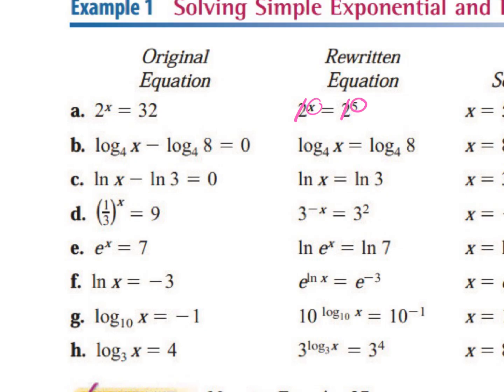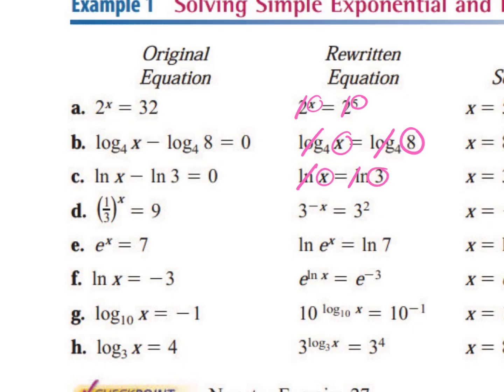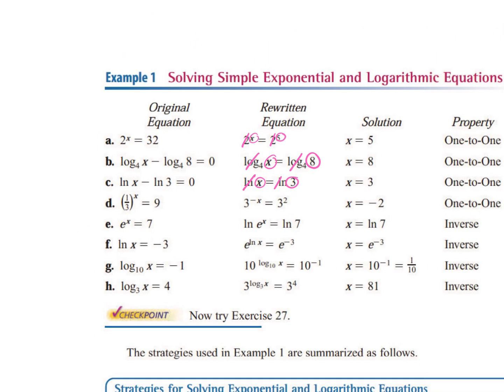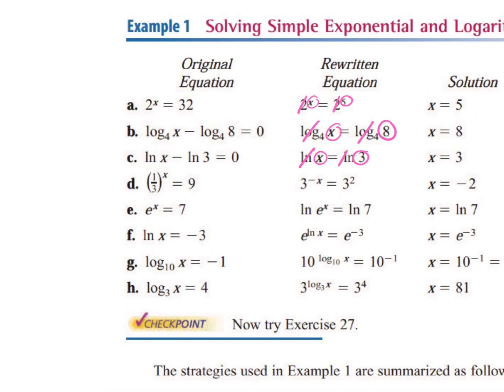to each other. Same thing, if I can make it a log equals a log, the logs cancel, and we can set what we're taking the log of equal to each other. Same for ln's. The ln's cancel. Just set what you're taking the ln of equal to each other. D is the same. Now for E, F, G, and H, here we're going to solve using the inverse.